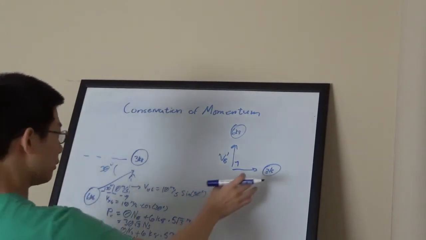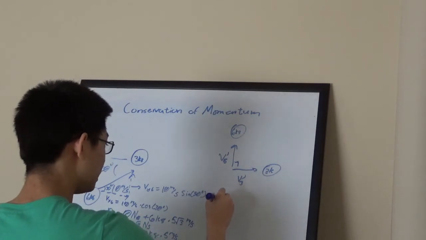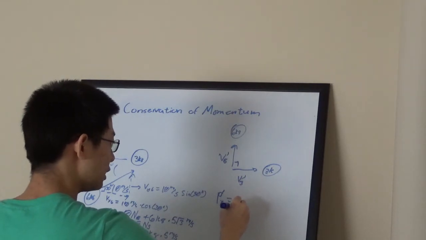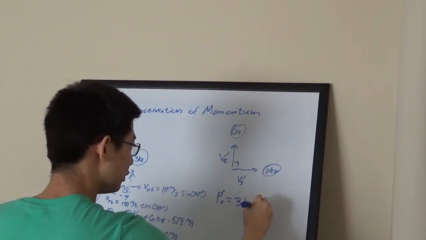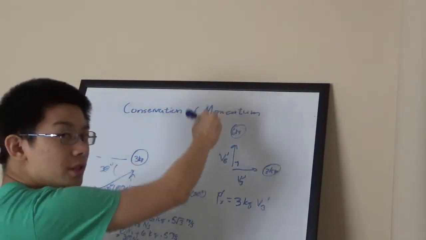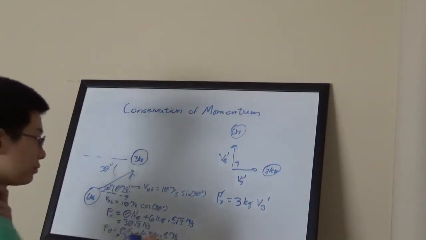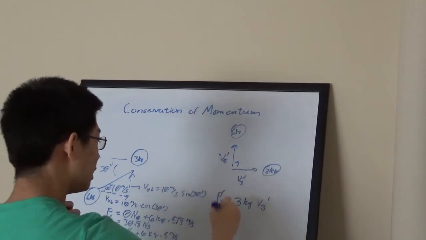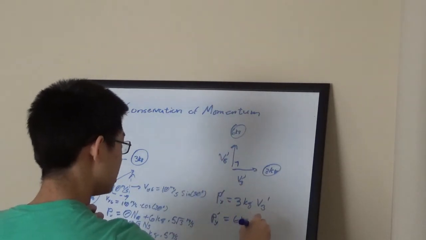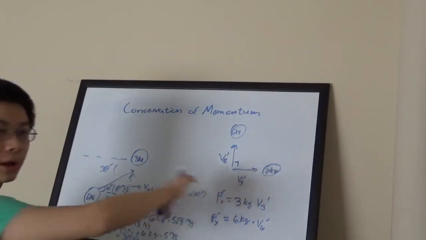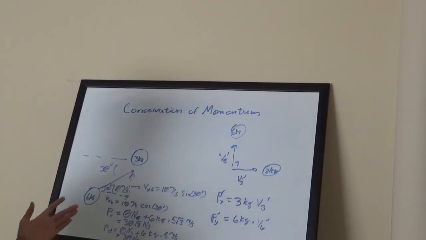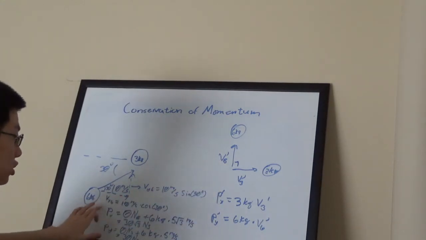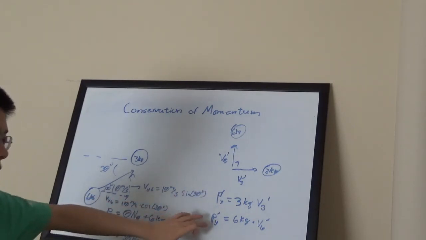Alright, so now let's calculate the final values. Our final momentum in the x direction is equal to this velocity times this mass, so 3 kg times v3 prime, the final velocity. And this one contributes nothing because there's no component in the x direction. But for the y direction, this contributes everything. So we have 6 kilograms mass times our velocity. But this one doesn't contribute anything because there's nothing in the y direction. By conservation of momentum, initial in the x is final in the x, and initial in the y is final in the y.